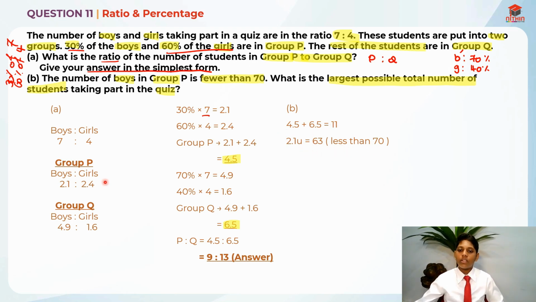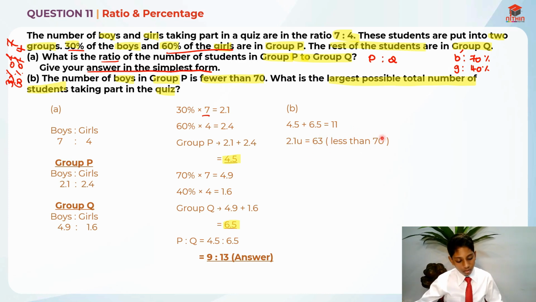Do you know why? Because when they say the boys in group P is fewer than 70, we need to have a multiple of the units of the number of boys in group P. If not, it wouldn't work out. So 63 is a multiple of 2.1. And actually, you can divide 63 by 2.1 and it will give you a whole number answer. And this is supposed to be less than 70, and this is correct.